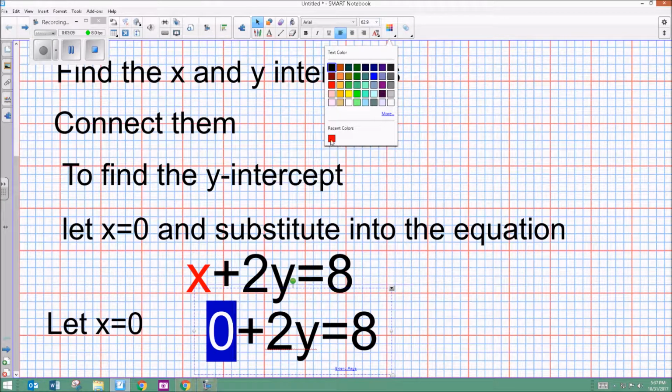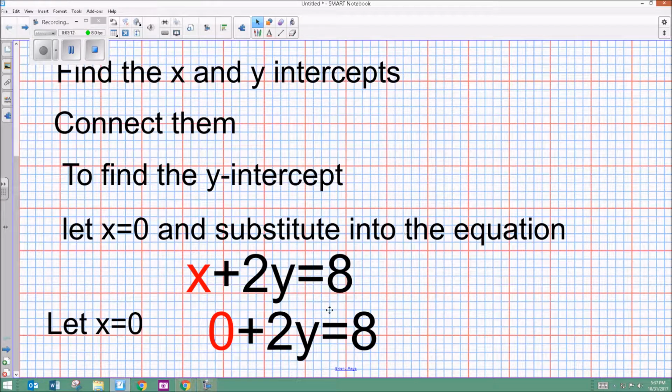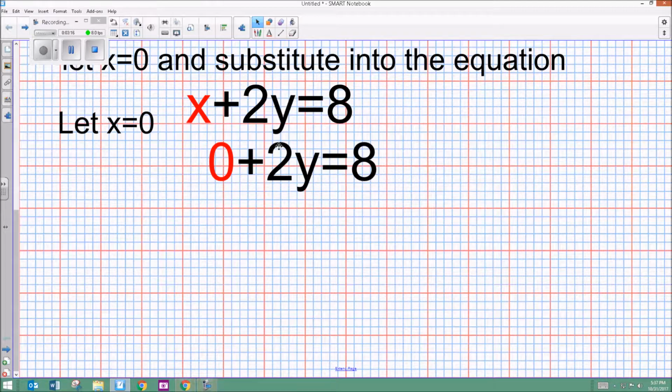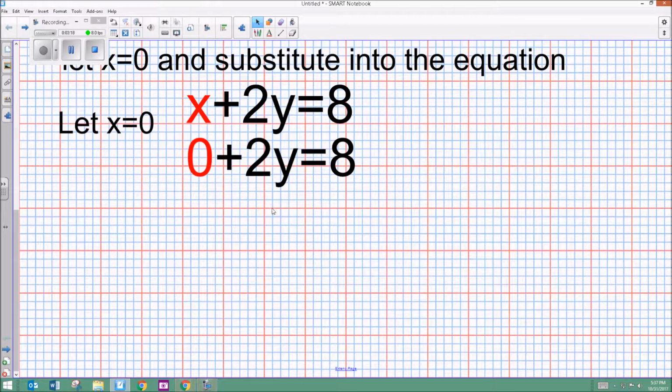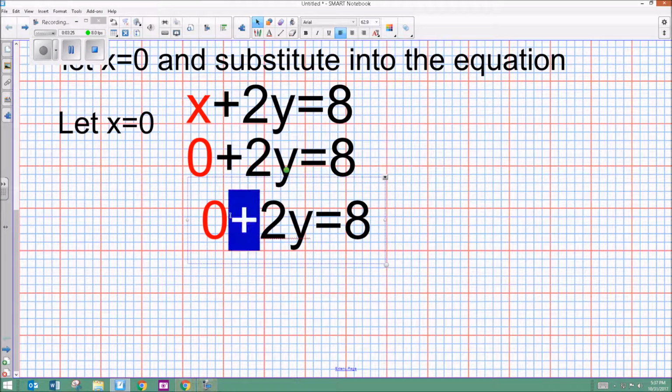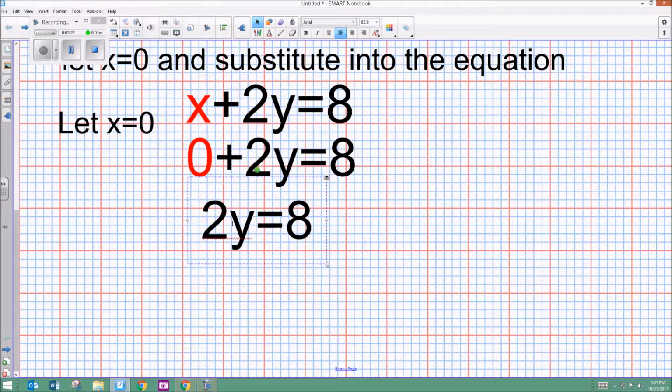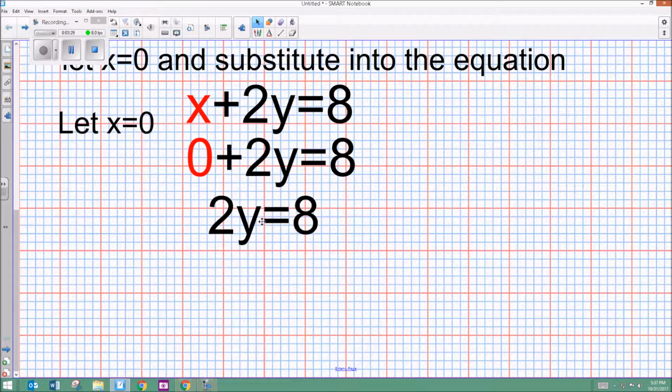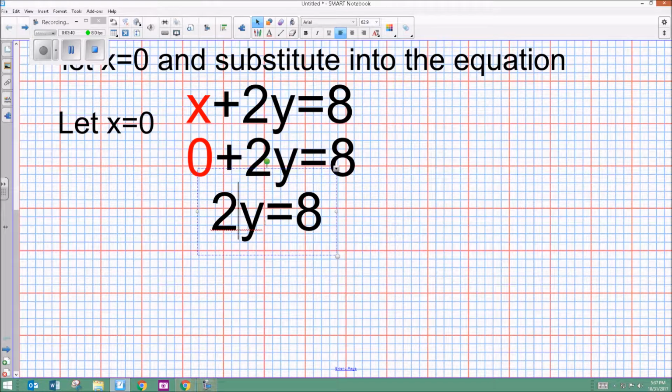That's the most important step. Okay? Let x be equal to 0. That's step one. Once you do that, then you just simplify. So 0 plus 2y is just 2y. And 2y equals 8. To get rid of the 2, you're going to solve for y, so we're going to divide both sides by 2.